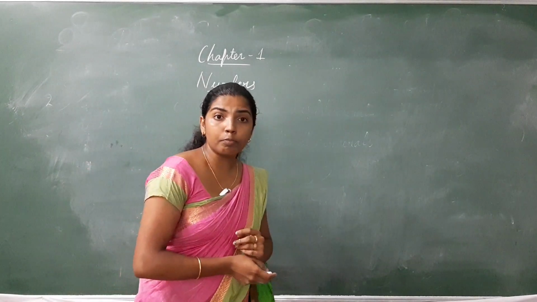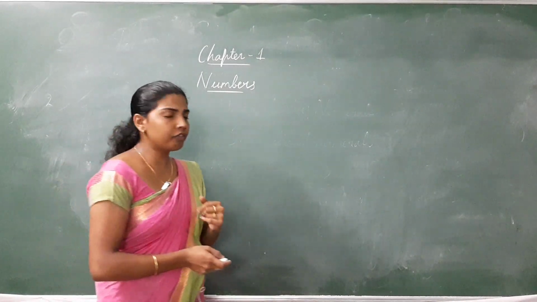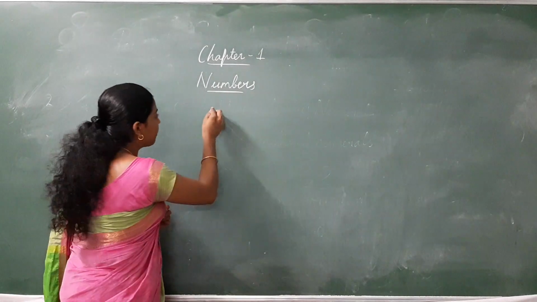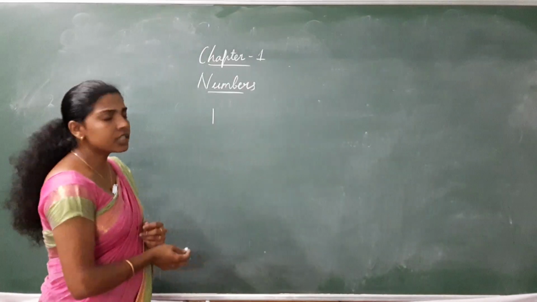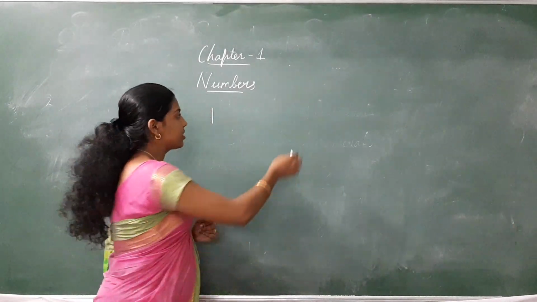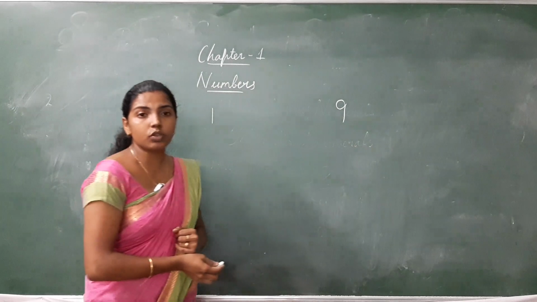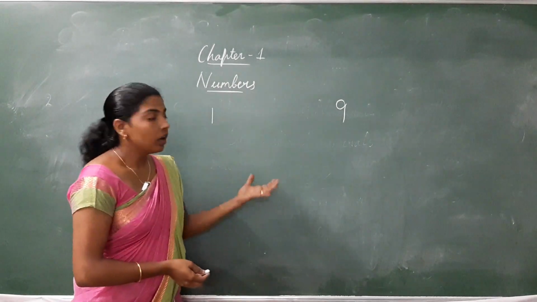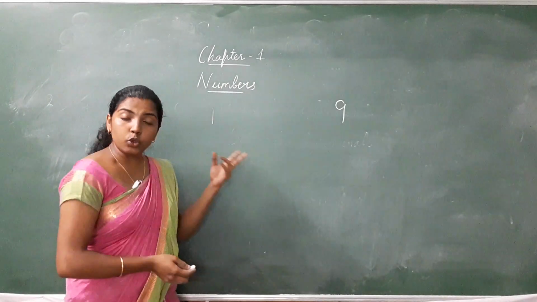Can you say which is the smallest one-digit number? You all are familiar. Our smallest one-digit number is 1. Now, which is the largest one-digit number? Yes, 9 is the largest one-digit number. Now, which is the smallest two-digit number?